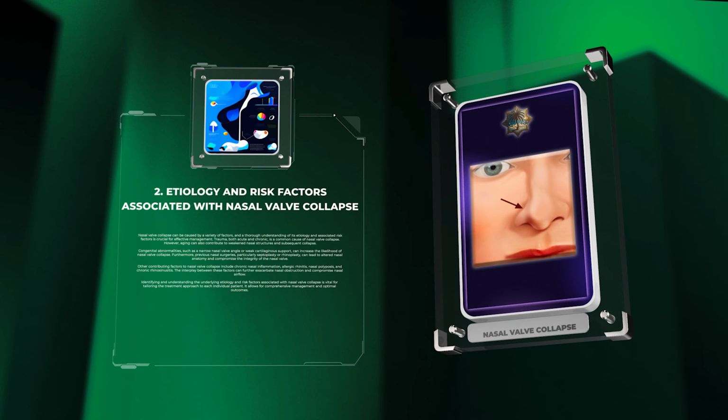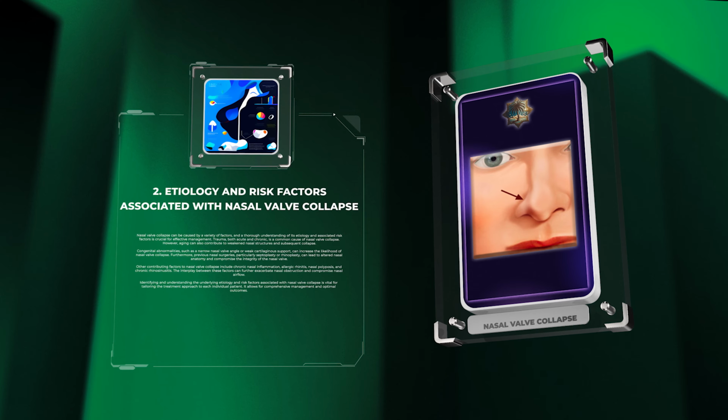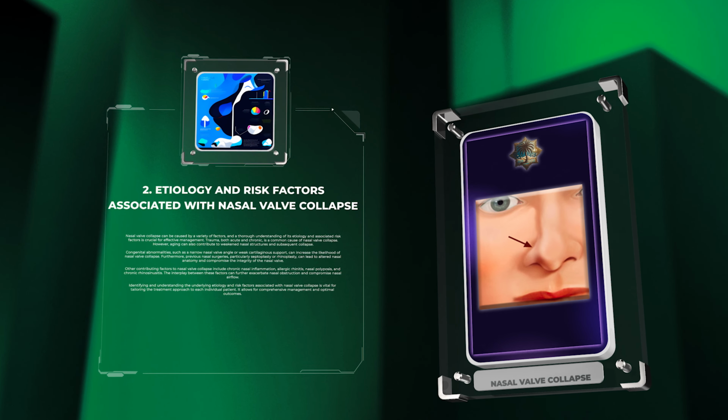Congenital abnormalities, such as a narrow nasal valve angle or weak cartilaginous support, can increase the likelihood of nasal valve collapse. Furthermore, previous nasal surgeries, particularly septoplasty or rhinoplasty, can lead to altered nasal anatomy and compromise the integrity of the nasal valve. Other contributing factors include chronic nasal inflammation, allergic rhinitis, nasal polyposis, and chronic rhinosinusitis. The interplay between these factors can further exacerbate nasal obstruction and compromise nasal airflow.